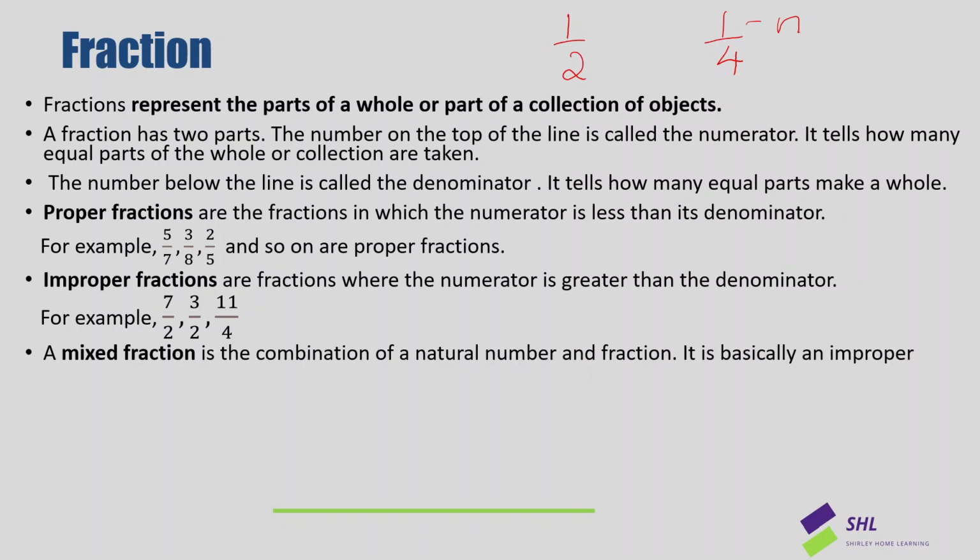The other type of fraction is called a mixed fraction. It's a combination of a natural number and a fraction. So some of the examples are you could have 2 1/2 or 3 2/5 or 5 3/4. You can see the first part is a whole number and the second bit is a fraction. So that's why it's called a mixed fraction. It's not a fraction as a whole, it has got a whole number.